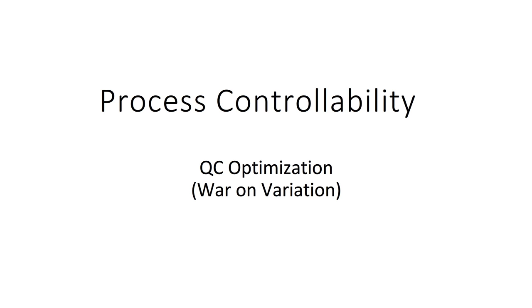This is one of a series of videos on the QC optimization project, or the War on Variation. The War on Variation is a company-wide initiative, so it's important that we have a common language and understanding of quality control. These videos are designed to provide that common understanding. And the objective of this particular video is to introduce the idea of controllability.